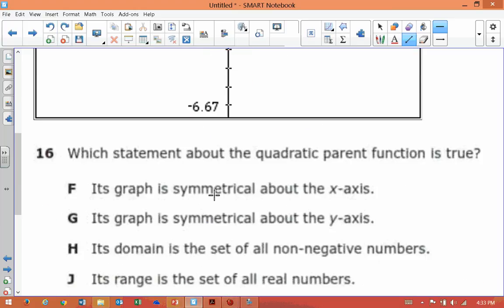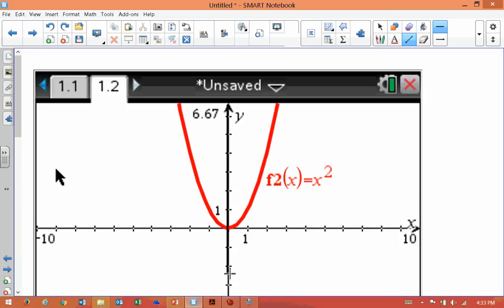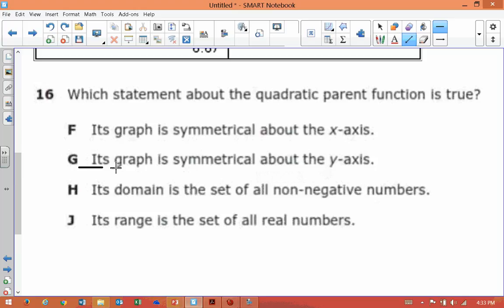All right. Is it symmetrical about the y-axis? Well, yep. It's a mirror image. As a matter of fact, you can see that that looks like a perfect mirror. So looking pretty good for G there. Okay. Even though we know the answer is G.